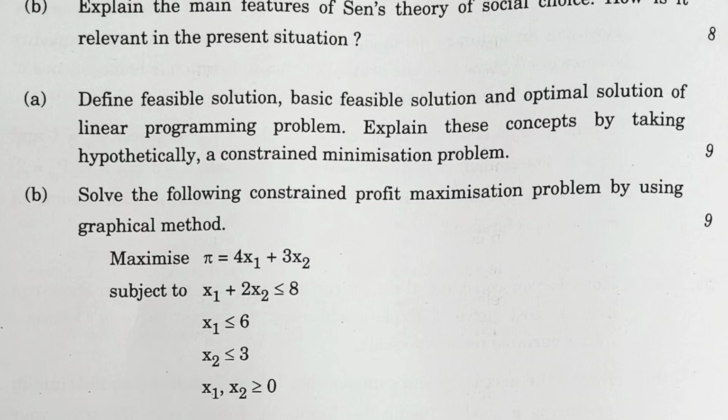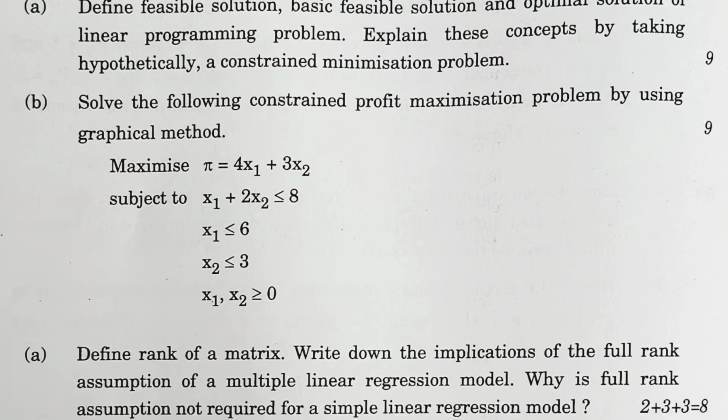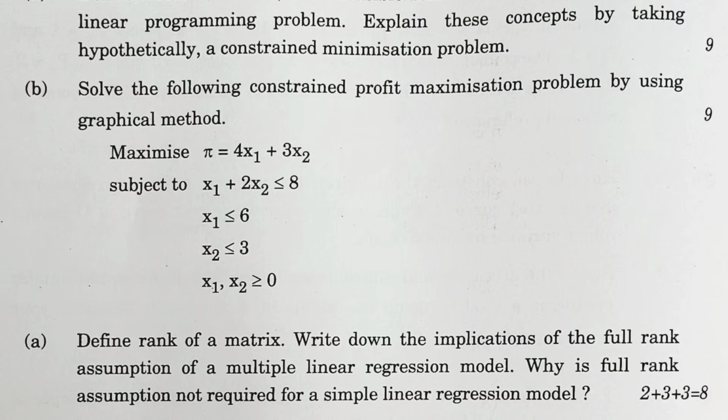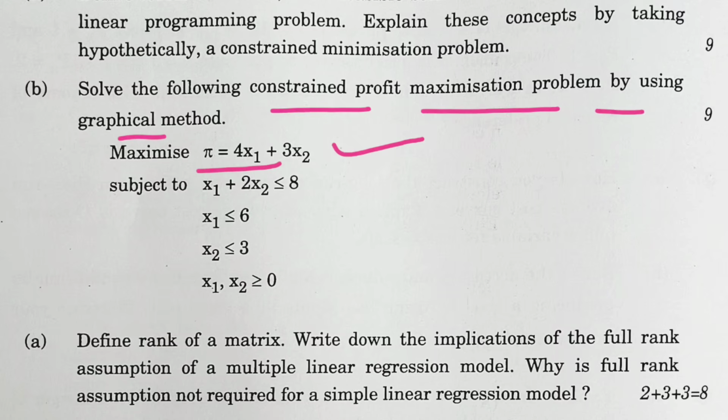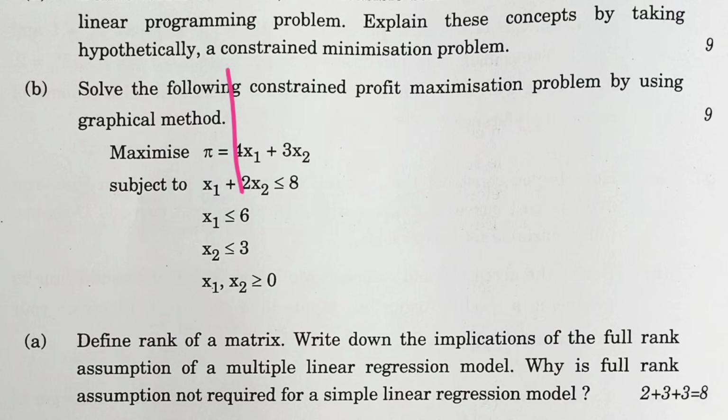Then the next question is related to: solve the following constrained profit maximization problem using the graphical method. Maximize profit equal to 4x1 plus 3x2, subject to the constraints x1 plus 2x2 is less than or equal to 8, x1 is less than or equal to 6, x2 is less than or equal to 3. I have solved this question on this channel. You can check it out.